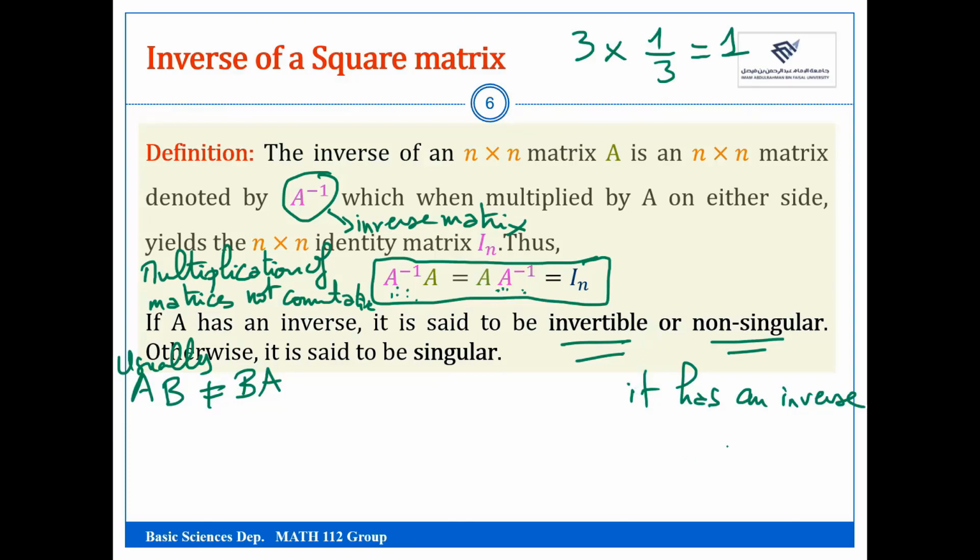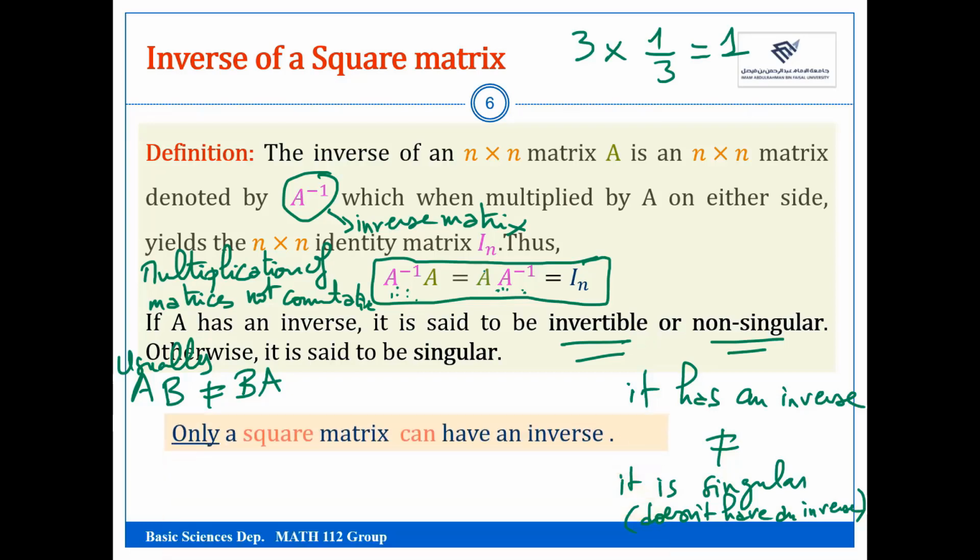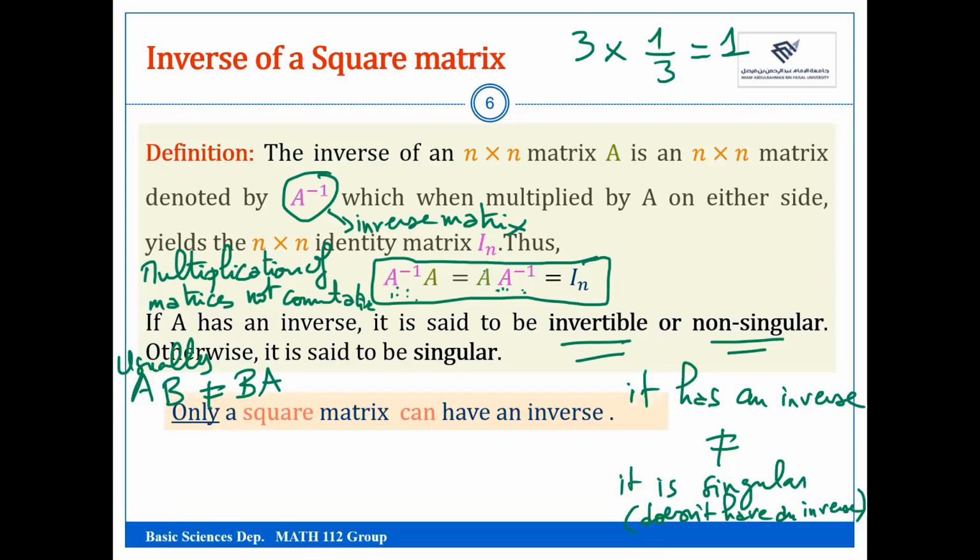Otherwise, we say it is singular. Singular means does not have an inverse. This is the definition of the inverse of a matrix. And this is valid only for square matrices.